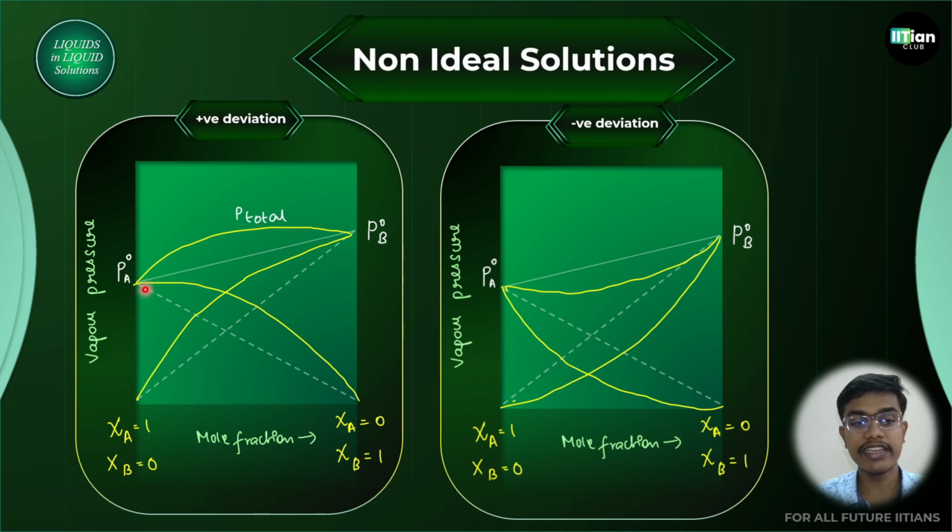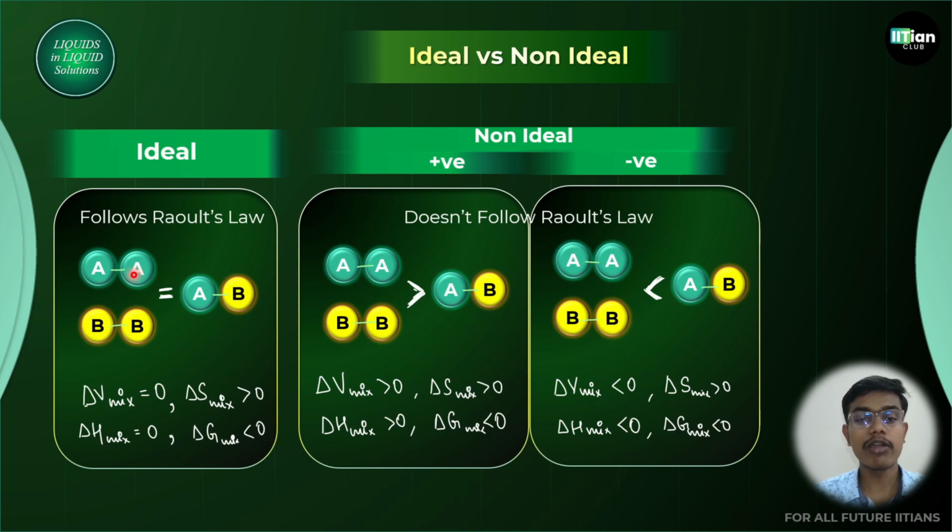When you see the positive deviation, this is the regular graph which follows Raoult's law. When this positive deviation occurs, that is, the interactions between A and B are weaker than the interactions between A-A and B-B, the vapor pressure increases. That is shown by this rise in the curve. And the delta V mixing will be greater because now the molecules are loosely packed. The A-B interactions are less, so there will be an increase in volume.